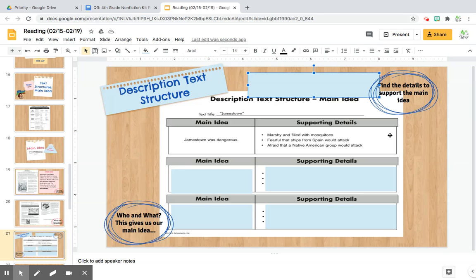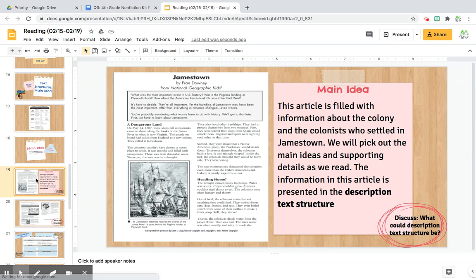Now, I want you to listen closely as we go into heading home. All right, let's see what this next section is going to be mostly about. The drought caused many hardships. Water was scarce, crops wouldn't grow, animals couldn't find plants to eat. The colonists were often hungry and thirsty. Out of food, the colonists started to eat anything they could find. They wolfed down cats, dogs, horses, and rats. They even boiled starch from some of their clothes to make a thick soup.